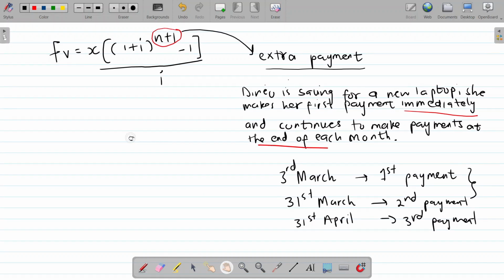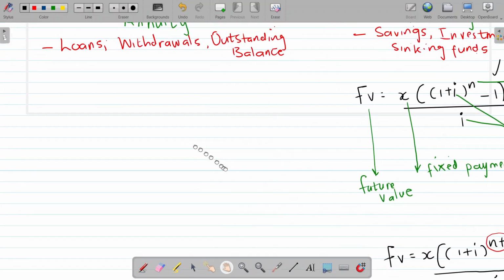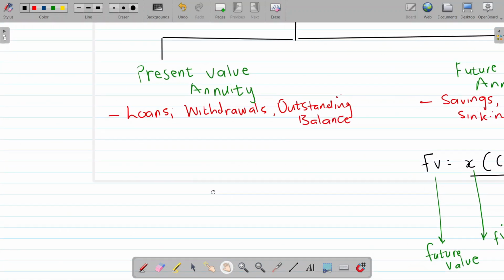All right. Now let's head over to present value. We're done with future value and the varying formulas it has. Let's now delve into the present value annuity. Remember, the present value annuity is used for loans, withdrawals, and outstanding balances. But because we're dealing with a loan, there are a lot of other things that also apply.